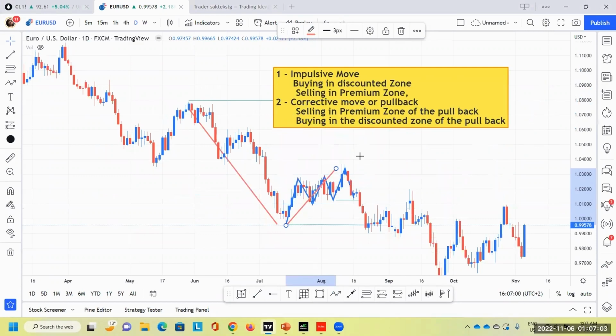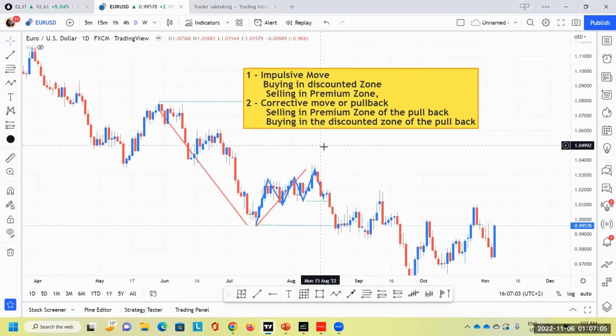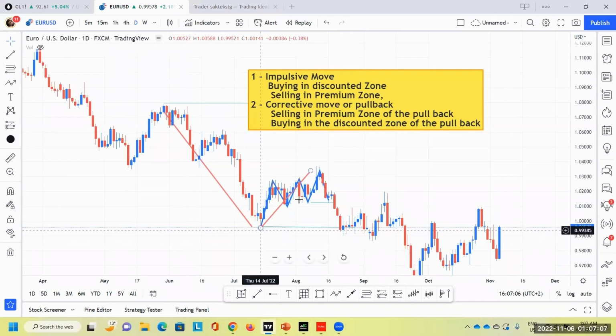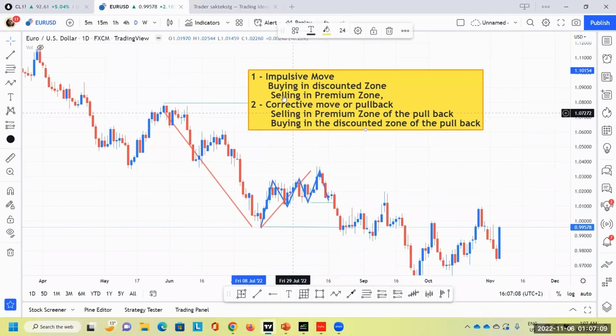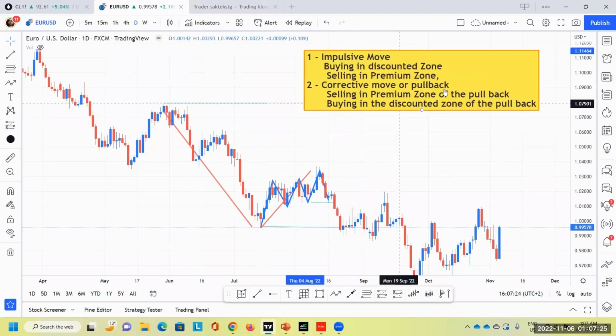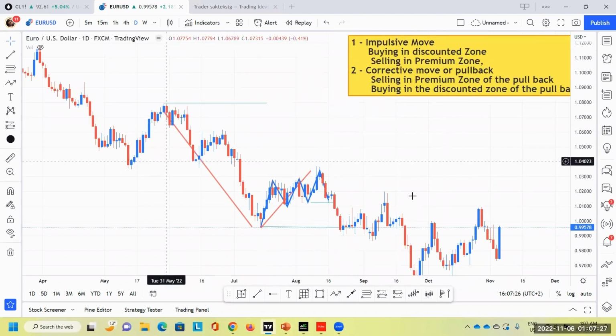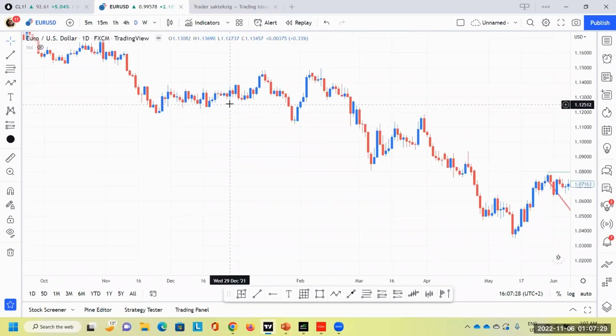Right, so you can see in this chart, I have this impulsive move and this corrective move. And here I said buying in the discounted zone, selling in the premium zone, right? This is the move when the market is moving upside, or the bullish trend. Corrective pullback or move: selling in the premium zone of the pullback and buying in the discounted zone of the pullback. So just keep this one aside and let's start to understand or try to identify those trends.